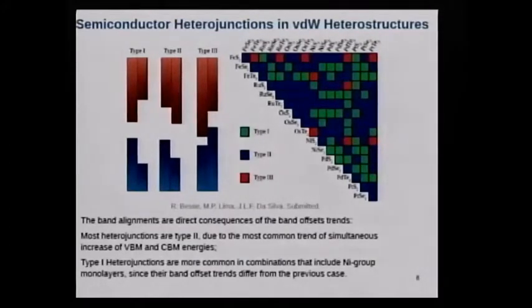The results in the classification that can be observed here could be expected based on the trends that I discussed before. For example, we see that most heterojunctions are type 2, the blue squares here, because there was a clear trend of simultaneous increase of both the VBM and CBM energy levels in our band offsets, valence band offsets and conduction band offsets. But as in the nickel group monolayers, there's that trend of decreasing VBM while increasing the CBM. We see that type 1 heterojunctions are more common in the bilayers that include the monolayers of the nickel group.